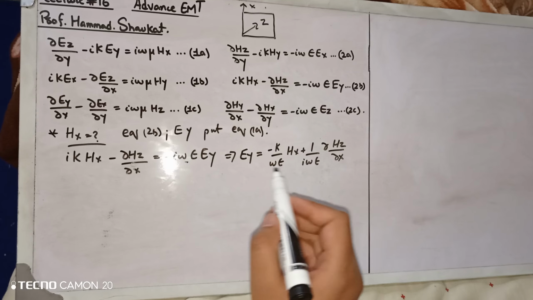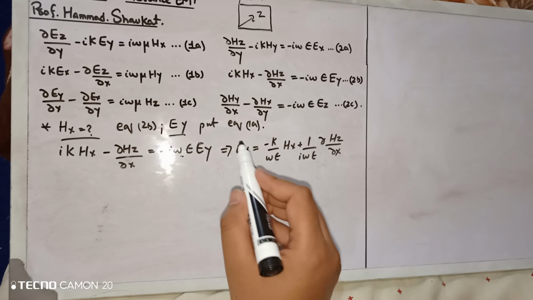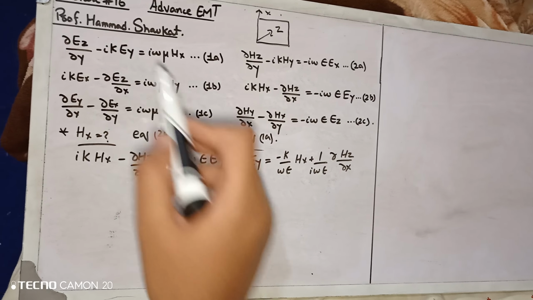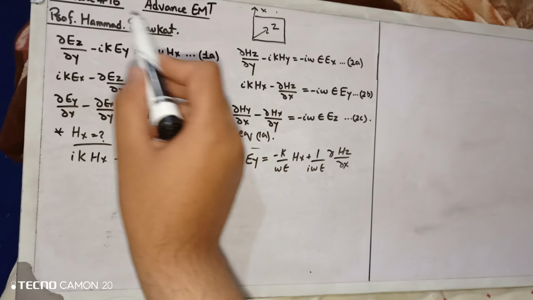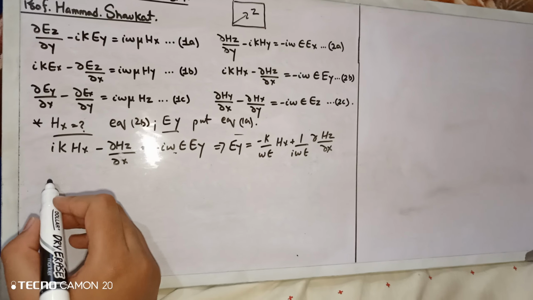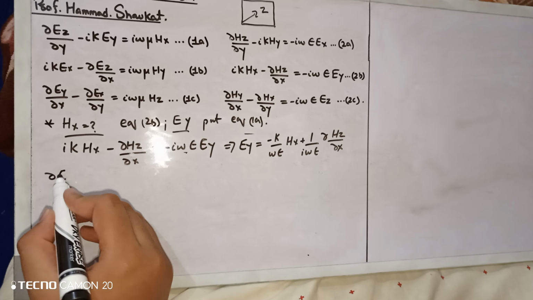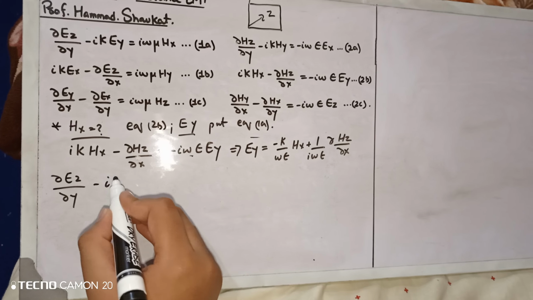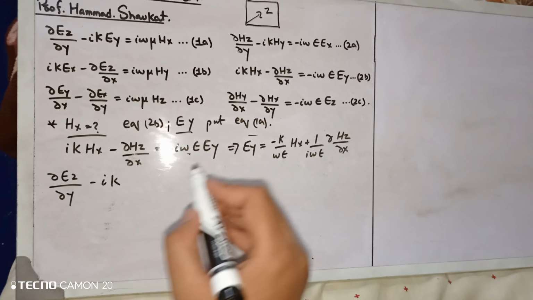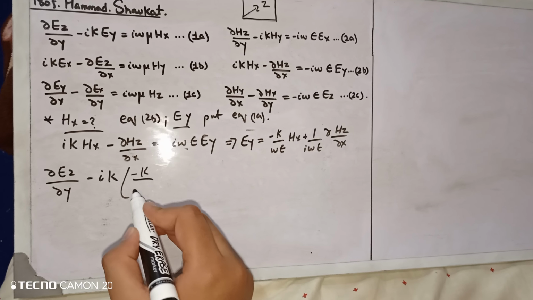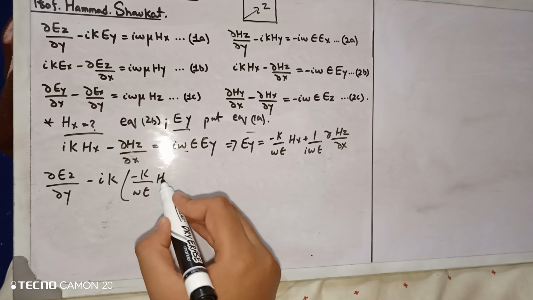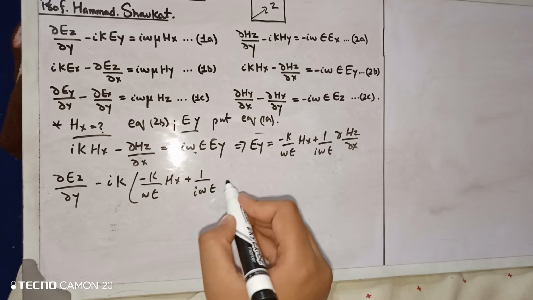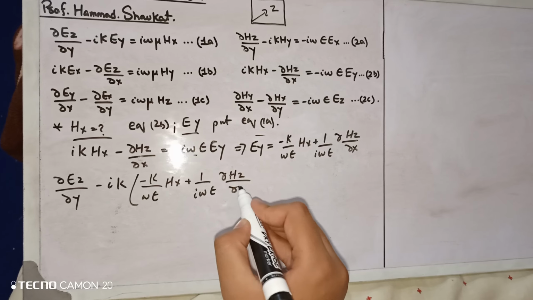Now we have to put this value of Ey in equation 1a. This is our 1a, and here you can see Ey, we have to put the value of this Ey in this equation. So let's do this. It becomes partial Ez divided by partial y minus iota k, and I have to put the value of Ey, which is this, minus k divided by omega epsilon Hx plus 1 divided by iota omega epsilon partial Hz by partial x.